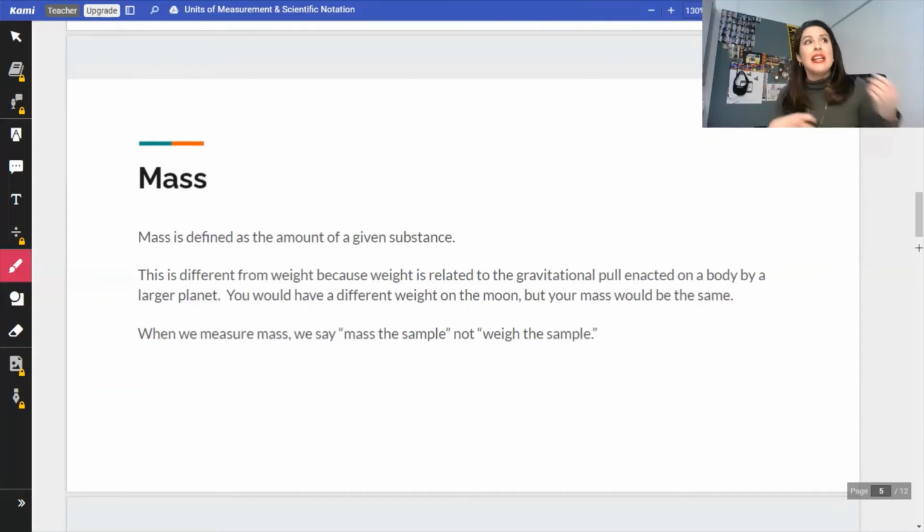So we tend to kind of get lazy with our language in chemistry. We may say, oh, go weigh out that sample for me. But really what we should be saying is take the sample's mass, or mass the sample.